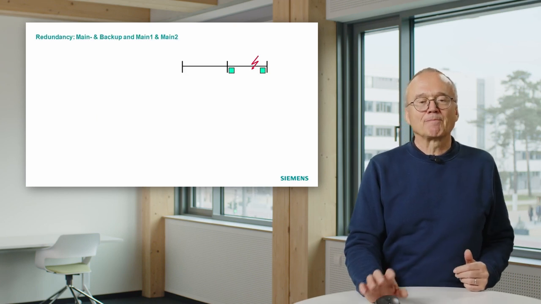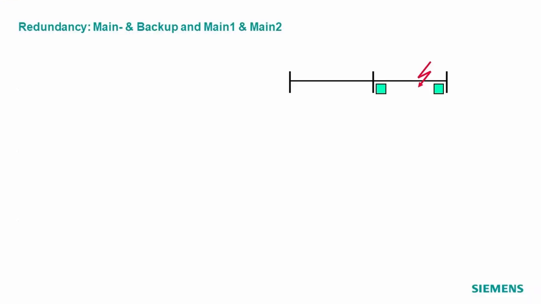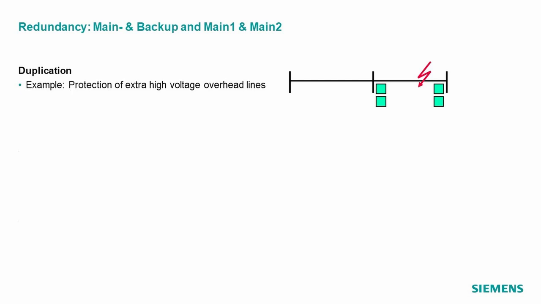And there are different concepts to do that. Let's look at this simple installation. We have a line with an indicated short circuit. We have a protection on both ends, and we have different options to do a backup or a redundancy in this context. And the simplest thing is you just duplicate the protection. That means instead of installing one protection on both sides, you install two protections on both sides.